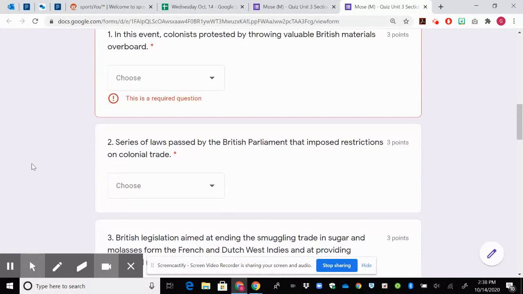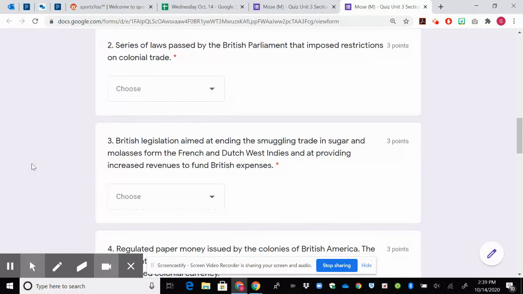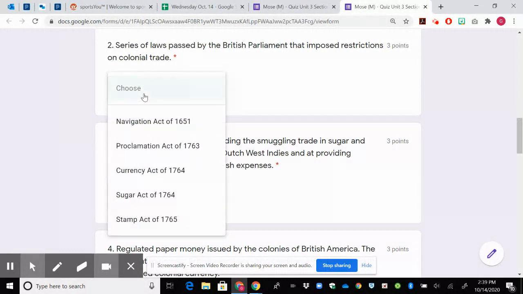Question number 2. Series of laws passed by the British Parliament that imposed restrictions on colonial trade. And your options for this one: Navigation Act, Proclamation Act, Currency Act, Sugar Act, or Stamp Act.